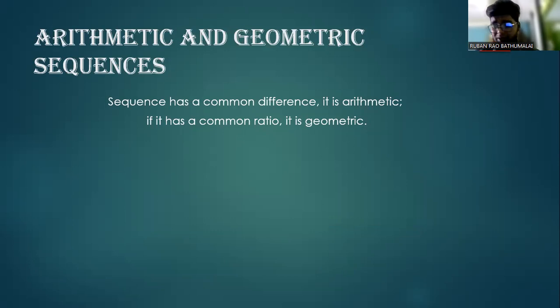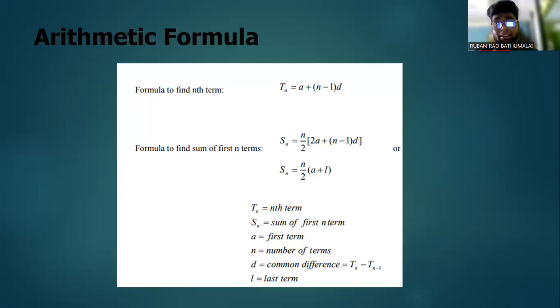What are the methods for these two sequences? Arithmetic and geometric are similar actually, but the formula is quite different. Here you can see the sequence has a common difference. For the arithmetic we find the difference value. For the geometric we have to find the common ratio value. That's the difference. But normally the formula is that the first term and the last term all become the same. This is the arithmetic formula.